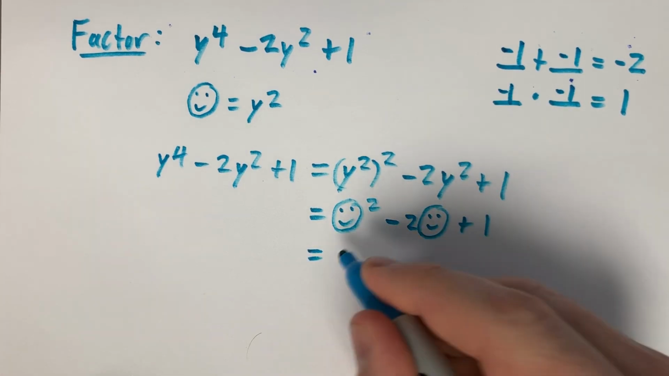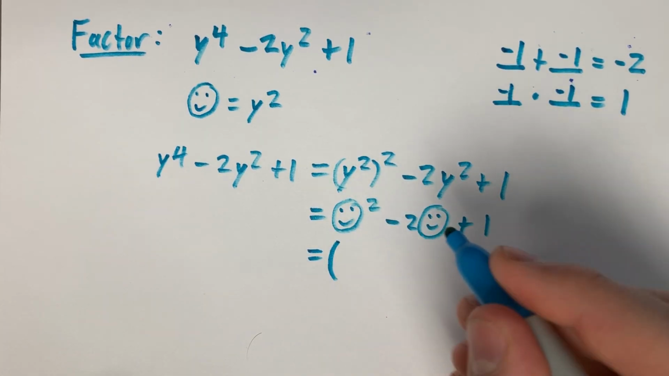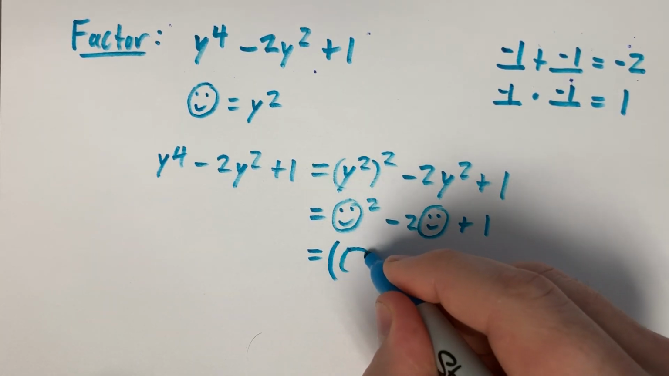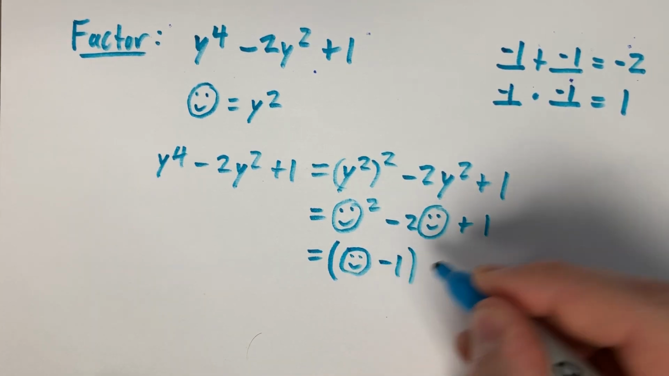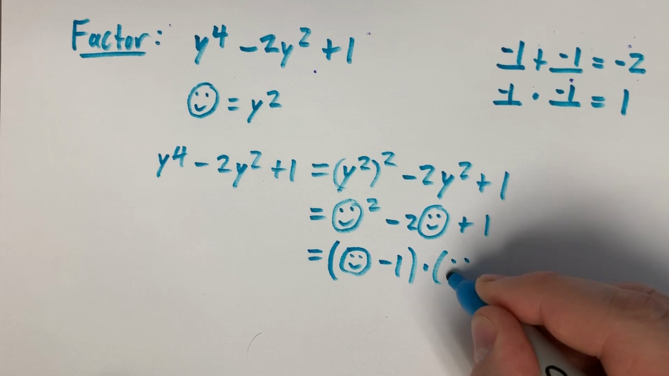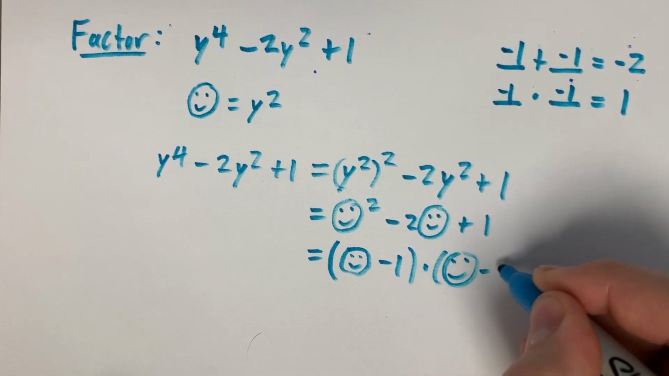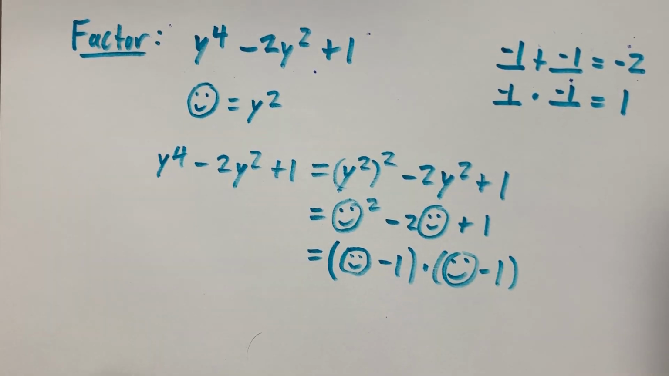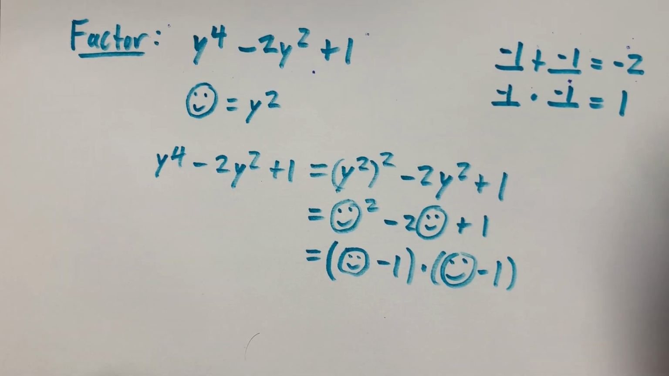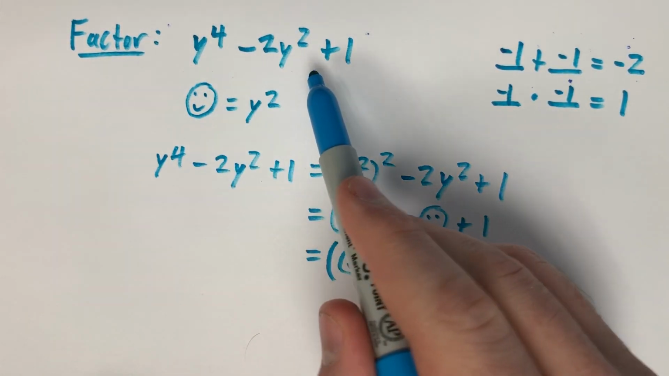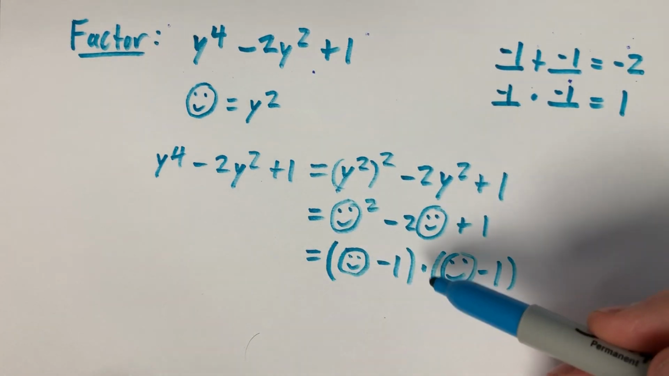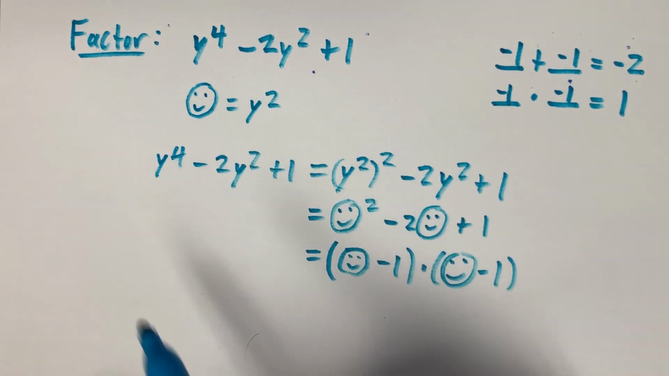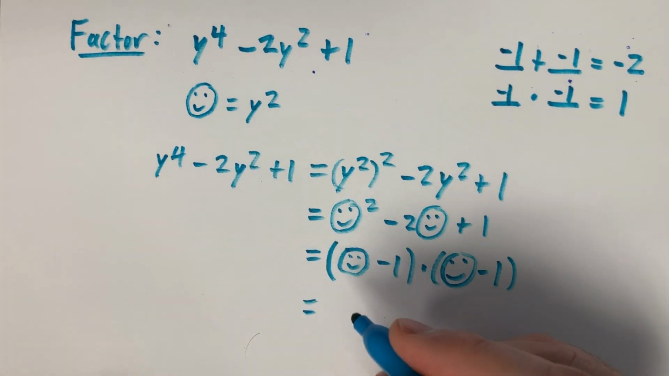So writing out our factorization, this gives us smiley face minus 1 times smiley face minus 1. Okay, so now we're not quite done yet. Just as before, we wanted to factor this stuff with y's in it, and now we have suddenly a smiley face. So we need to replace the smiley face with what we substituted earlier, undoing what we did earlier.